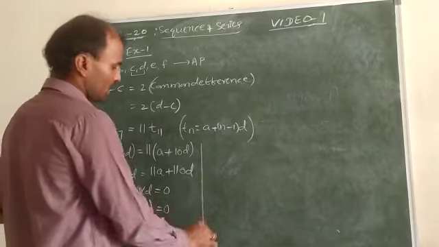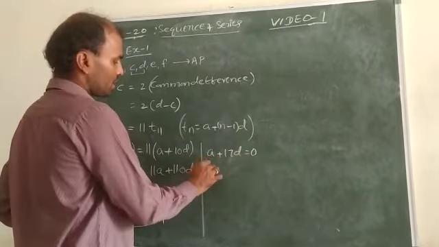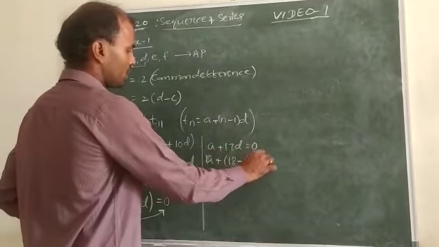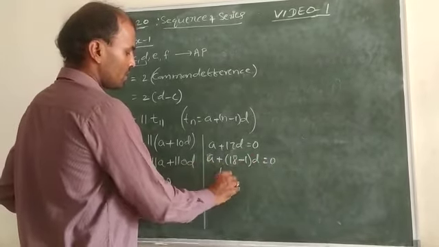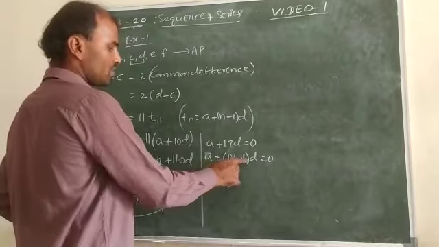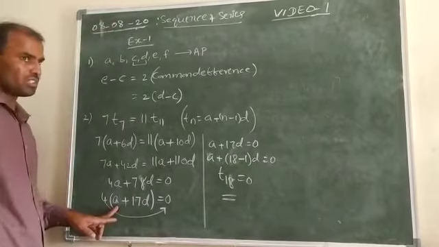So a plus 17d equal to 0. Write it as a plus 18 minus 1 into d equal to 0. So clearly, what is this? This is T18. What is Tn? a plus n minus 1 into d. T18 means a plus 18 minus 1 into d, that becomes 0. So the 18th term of the series is clearly 0.